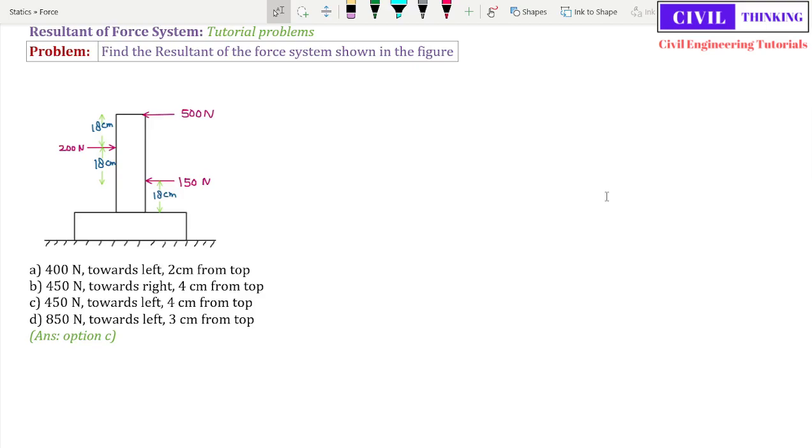Now coming to the problem, find the resultant of force system shown in the figure. Alright, this is the figure and we have to find the resultant of force system. Now you can see they are all parallel to each other, right? This is a parallel force system, and in a parallel force system, we assume the forces to be concurrent, right?